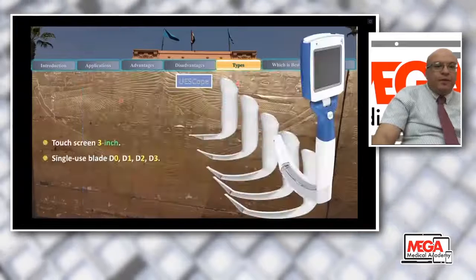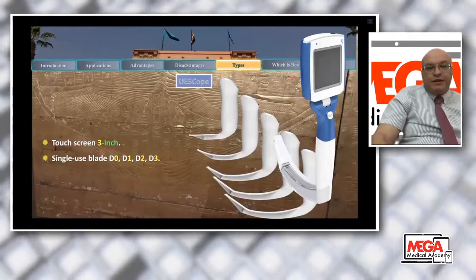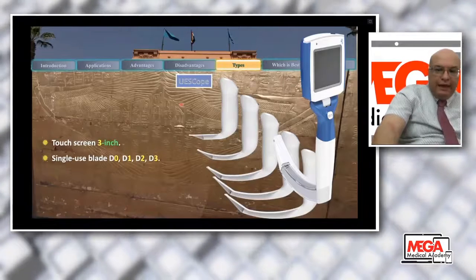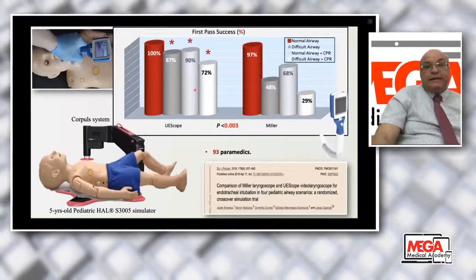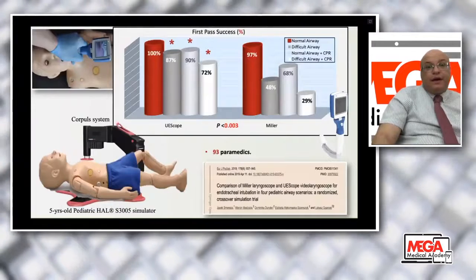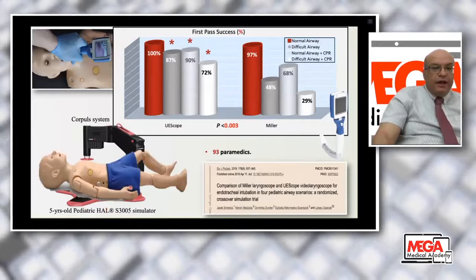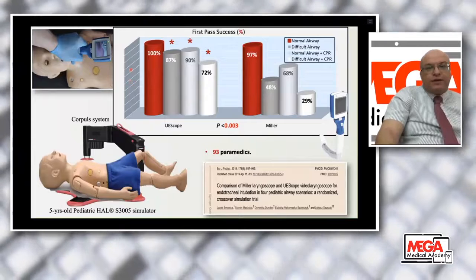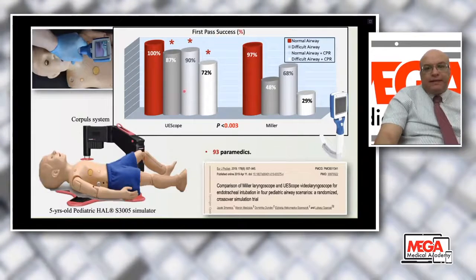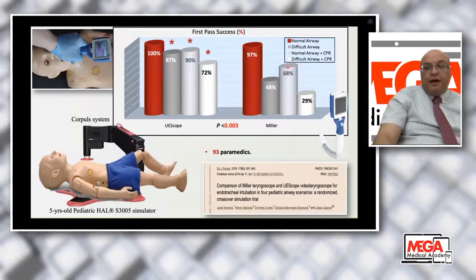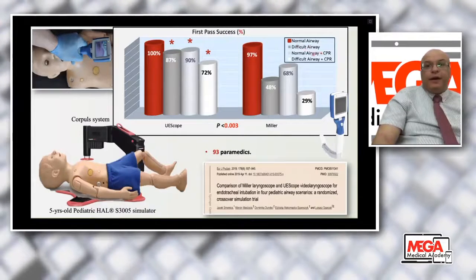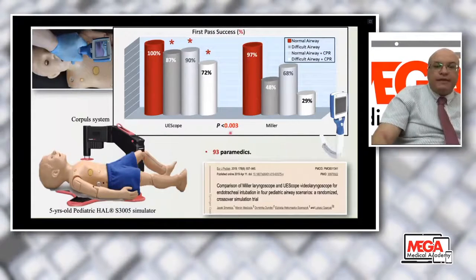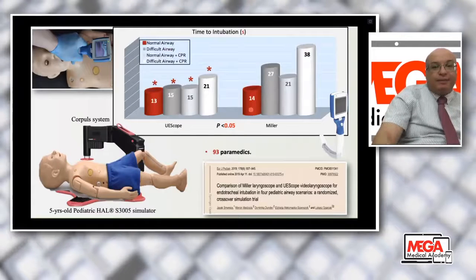UE scope. UE scope is available as a touch screen 3-inch, single-use blade, available in size 0, 1, 2, and 3. In this interesting study, comparing using a manikin, 5 years old, with a cordless CPR system with chest compression and using UE scope for intubation, the first pass success was significantly higher in normal airway and difficult airway, normal airway with CPR and difficult airway with CPR, compared with a Miller blade, a straight conventional blade.